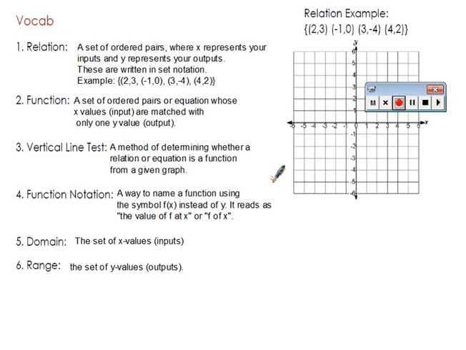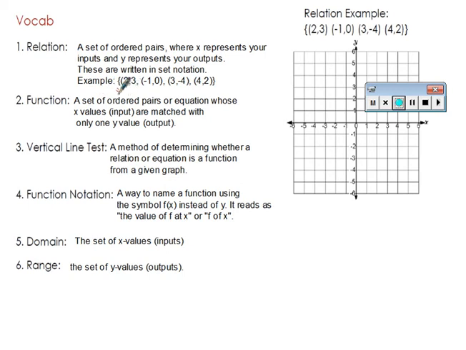Hello everyone. Today we are going to look into relations, functions, the vertical line test, function notation, domain and range. A relation is a set of ordered pairs where x represents your inputs and y represents your outputs. These are written in set notation. This example here is set notation.